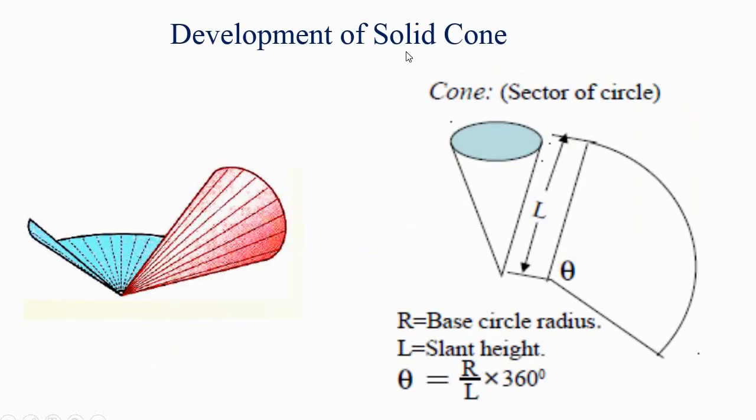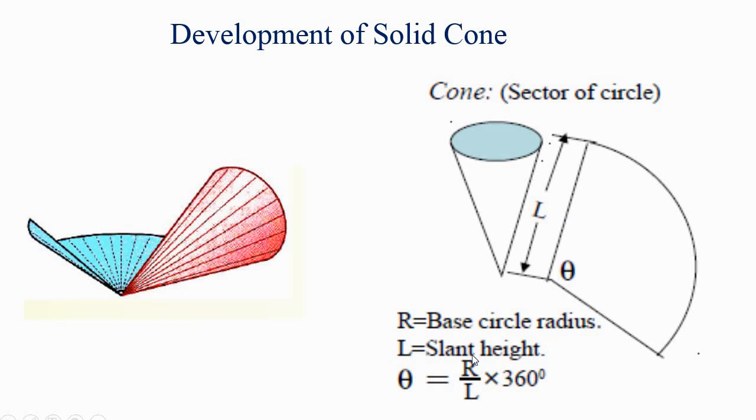Now let us move to the development of a solid cone. Solid cone means you can see the figure. This is a solid cone. You are having a base circle and an apex and slant edges. That means it's called generator. The development will be a shape like this. We will discuss with the help of a problem. So definitely there is an angle between these two generators.